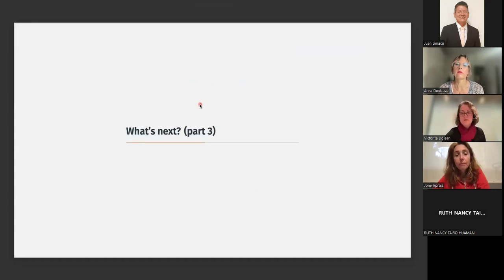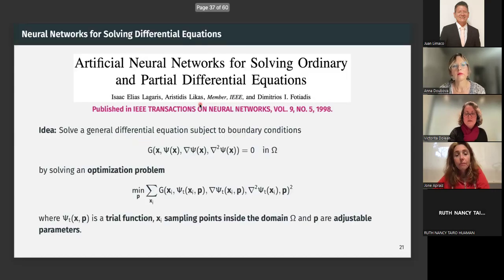Now I go to the third one, which is completely different. We just wanted to explore things and do what everyone does: see how we can use neural networks to solve partial differential equations. So here I just put some literature. This is probably the oldest paper in which artificial neural networks were mentioned in relation to the solution of ordinary partial differential equations.